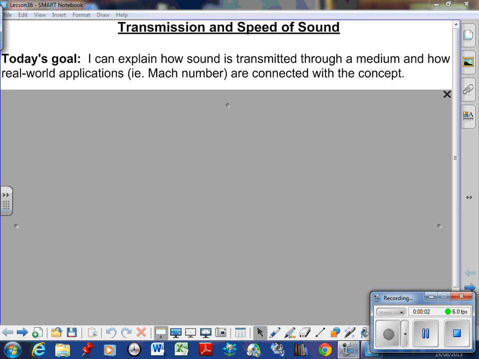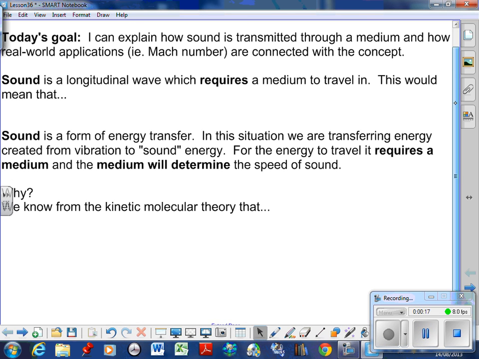Okay, our next topic is transmission and speed of sound. So what's the goal today? I want you to be able to explain how sound is transmitted through a medium and how real-world applications like Mach number are connected with the concept. So you have the note in front of you.